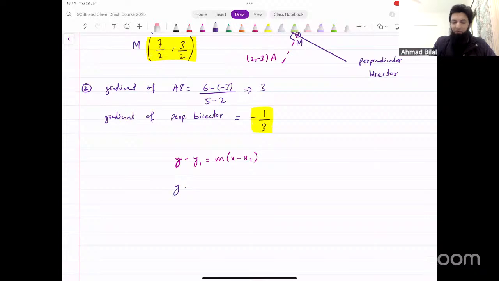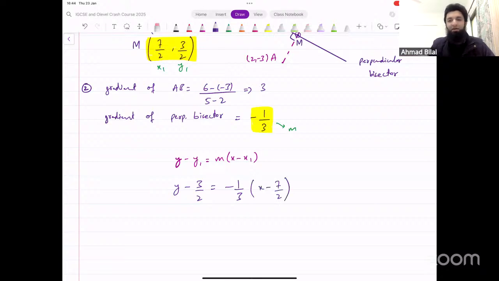y minus y1. What's y1? That's 3 over 2. So this is the point. We call this x1, y1 now. And this is the gradient. We call this m for the equation of the line. y minus y1 becomes y minus 3 over 2 equals m, which is minus 1 over 3, into (x minus x1), which is 7 over 2. That's the equation of the line that we were looking for.